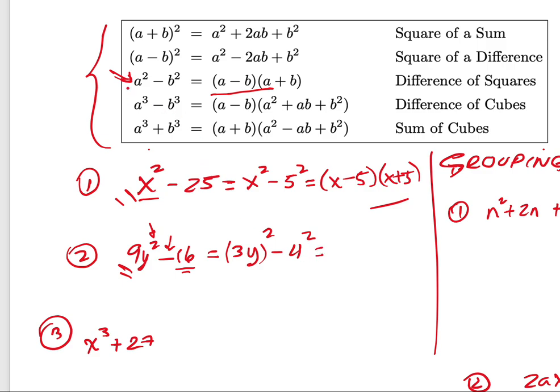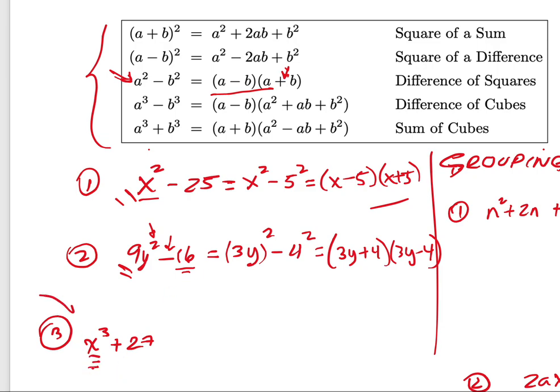So all I have to do now is use my formula, look at the results, and say, well, this is simply 3y plus 4 times 3y minus 4, okay? I know I used it the other way around. I put the plus first and then the minus, but that doesn't really matter, okay? The order doesn't matter.